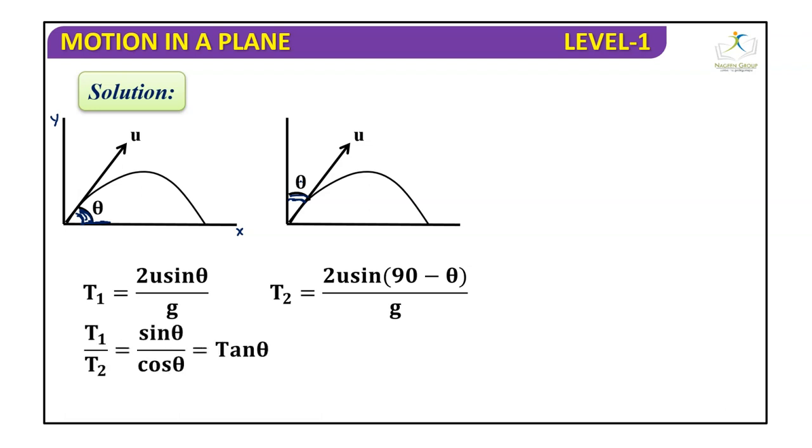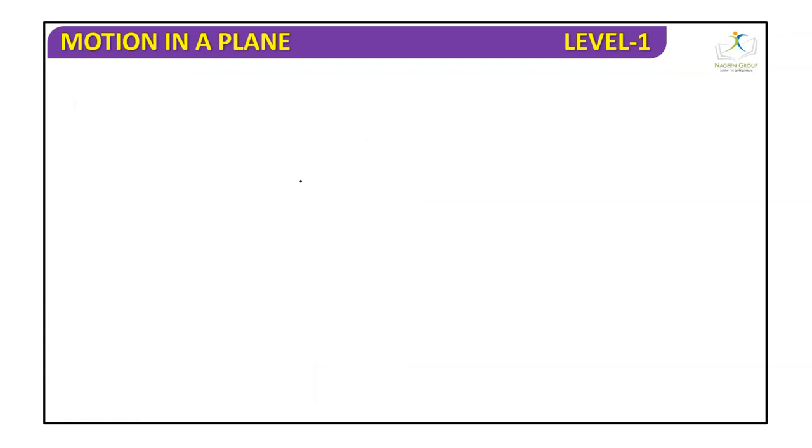So here the ratio T1 by T2 gives the value of tan theta. According to this, the third option is correct: tan theta ratio 1.